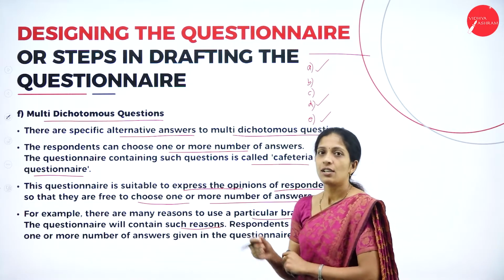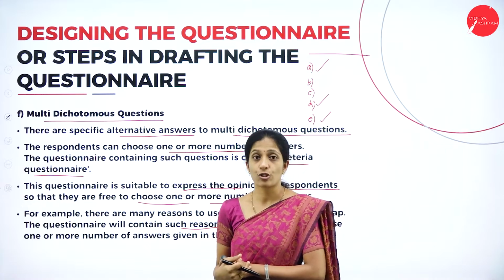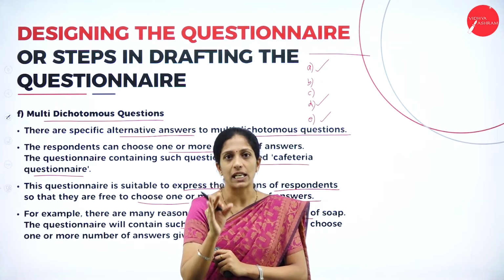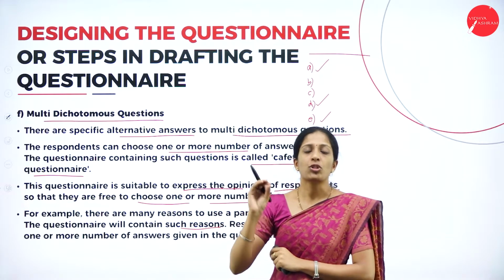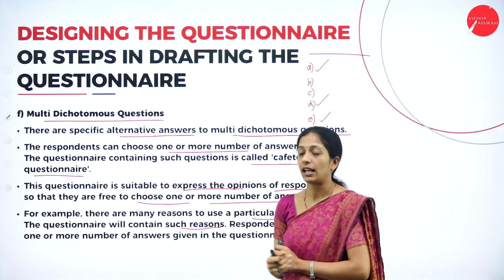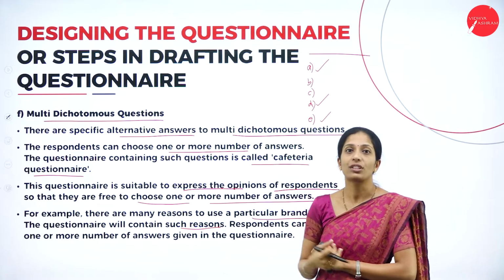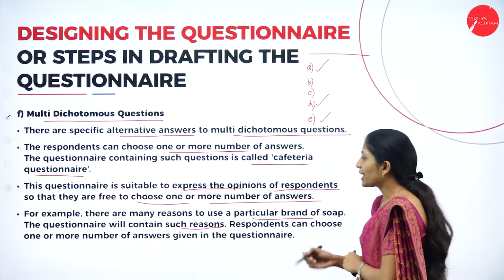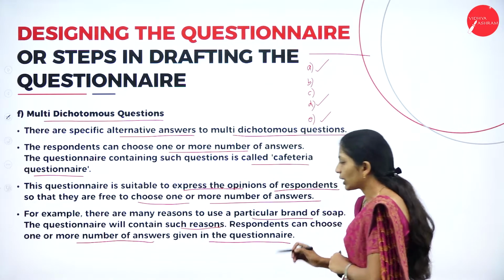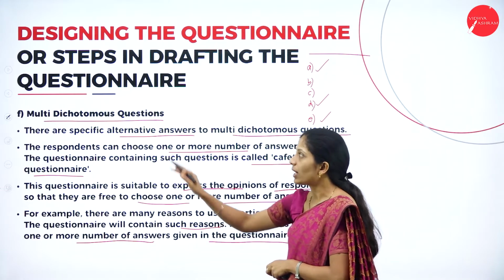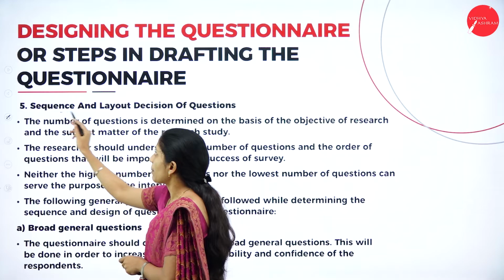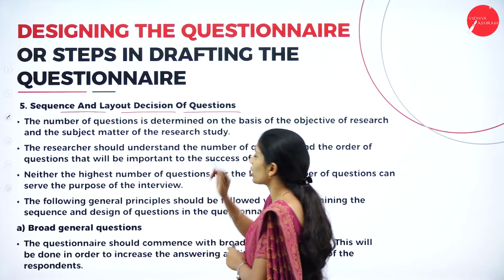Now, what are they giving? They will give the name of a particular soap and what is the use of it, and they have given a number of uses of that particular soap. Now, here the respondent cannot select only one answer because the other answers will also be correct. He is going to select more than 2 to 3 options. Respondents can choose one or more number of answers given in the questionnaire. So, they are termed as what? Multi-dichotomous questions.